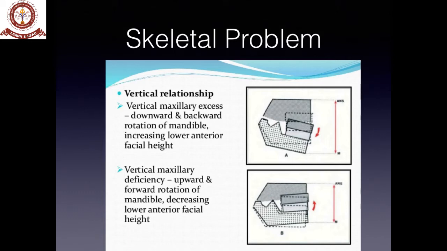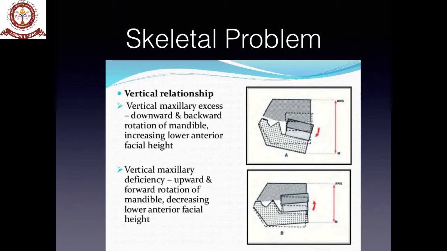What happens in a case with a vertical maxillary deficiency? In the sense, the maxilla has not grown downward, there is no incisal show, the maxilla is deficient. In these patients, the maxilla is positioned upward and forward, with rotation of the mandible, decreasing the lower anterior facial height. So these are the problems which can happen for the patient.